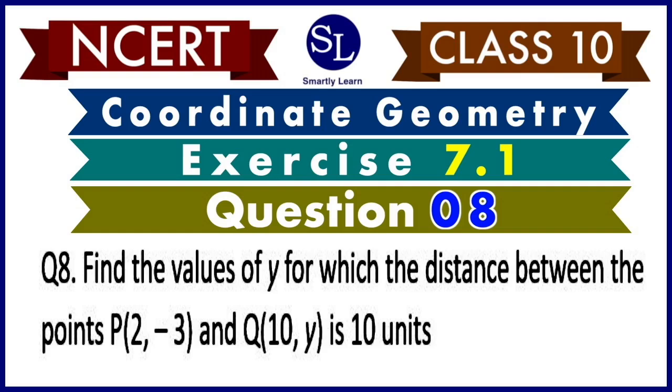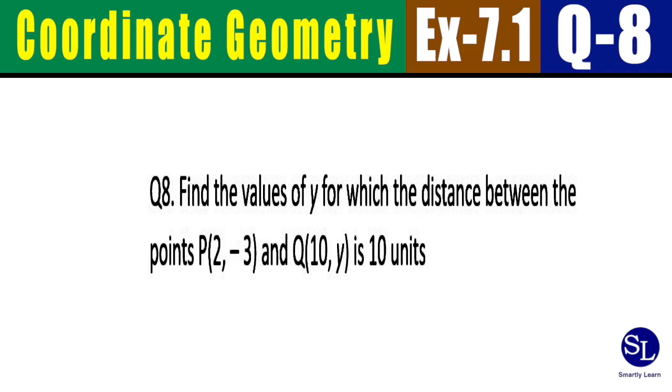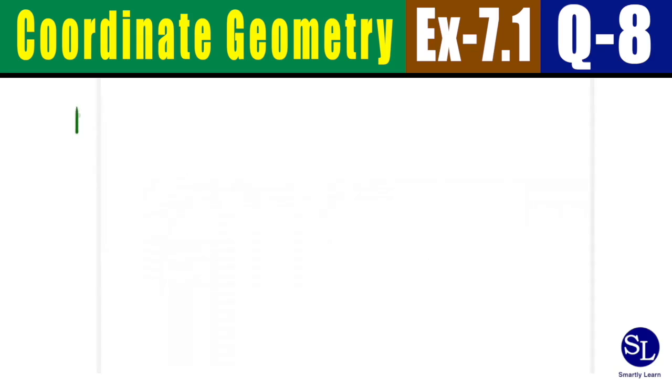In this video, let's see how to solve the 8th question in exercise 7.1. Find the values of y for which the distance between the points P(2, -3) and Q(10, y) is 10 units. So let's make a note of the points actually. The first one is marked as P(2, -3) and the second one is Q(10, y).